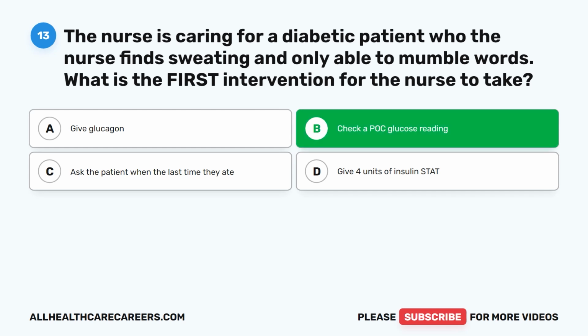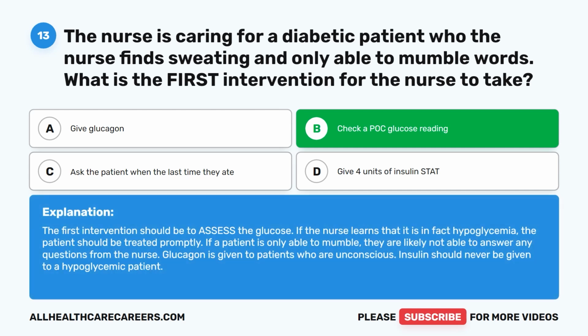The correct answer is B. Check a POC glucose reading. The first intervention should be to assess the glucose. If the nurse learns that it is in fact hypoglycemia, the patient should be treated promptly. If a patient is only able to mumble, they are likely not able to answer any questions from the nurse. Glucagon is given to patients who are unconscious. Insulin should never be given to a hypoglycemic patient.